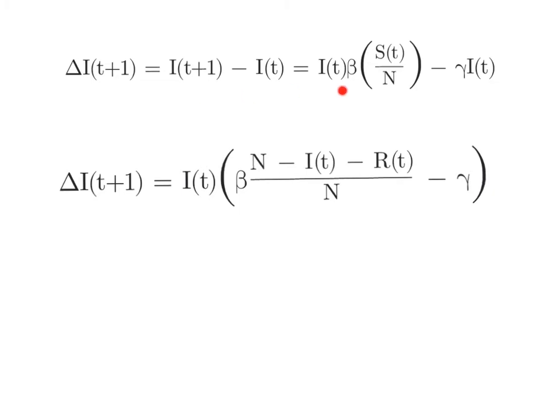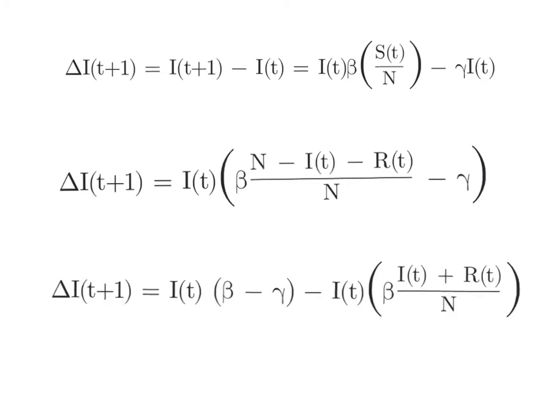So let's just move the formula up here and we can simplify it. Delta I, we can pull the I(t) out from these two terms. So it's the number infected at time t times beta. Now what we've done here is we've noted that the number of susceptible people at time t is simply the total population minus the number of infected people at time t minus the number of recovered people at time t. And that gamma just comes from here. So with a bit of rearranging, we get this equation here.